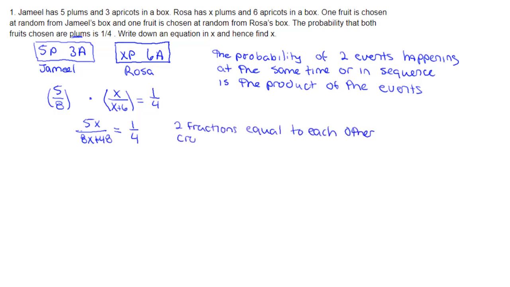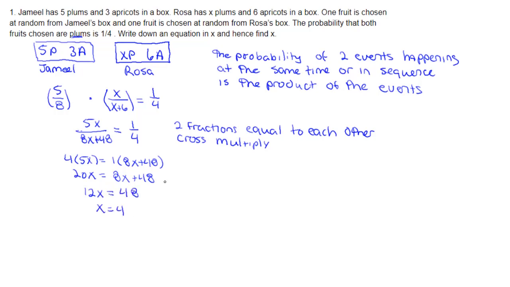And you know that we have 2 fractions equal to each other. All we've got to do is cross multiply in order to solve them. And we're going to end up getting 20x is equal to 8x plus 48, and x is going to equal 4. And that's all there is to that one. Let's go to the next one.